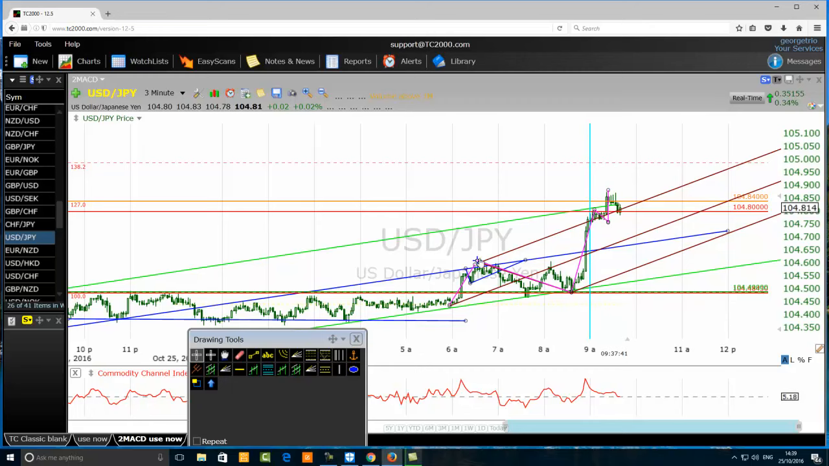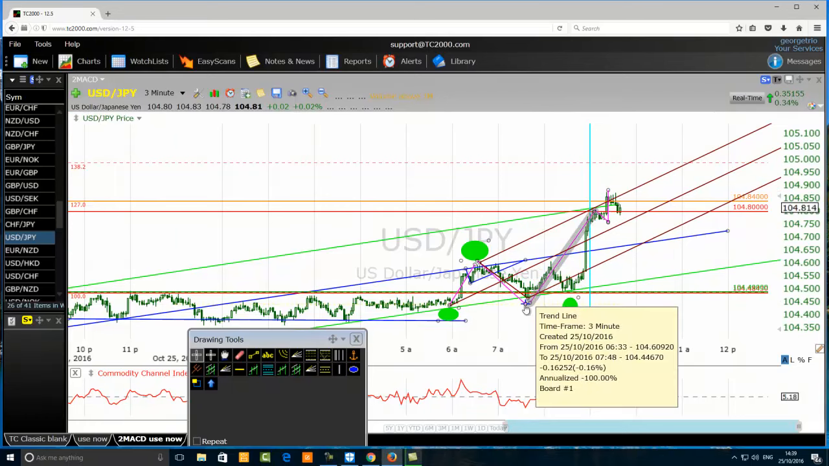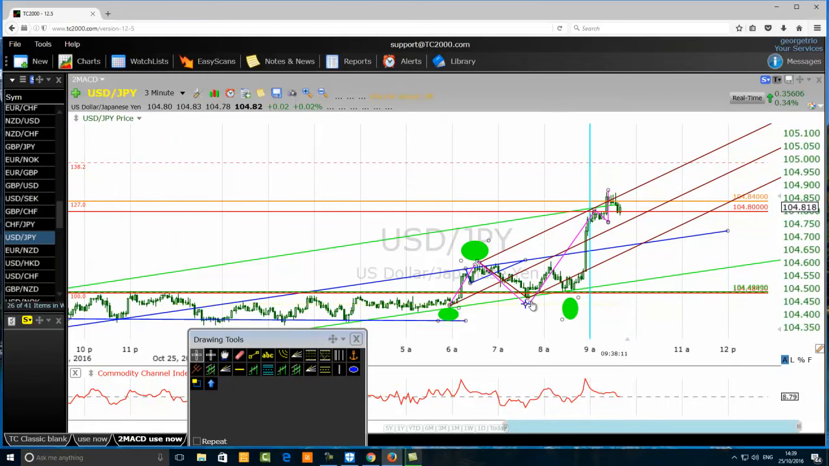You can see that I placed the pitchfork tool on my chart. I chose 3 points: the low of the first wave, the high of the first wave, and the low of the second wave. Some traders may say, George, why don't you put your pitchfork tool here? Well, let's try that and see what will happen.